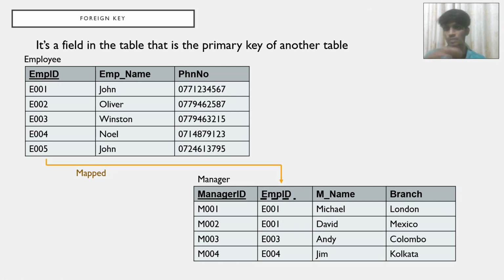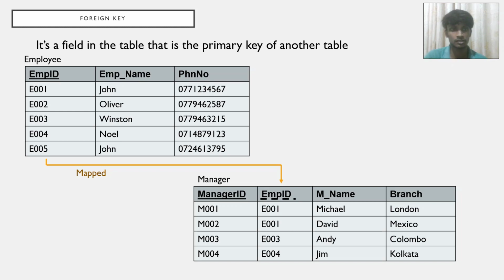So that is the main difference between primary key and foreign key, and the only difference between them. A foreign key is also a primary key, but it's in another table. It's not in this current table.